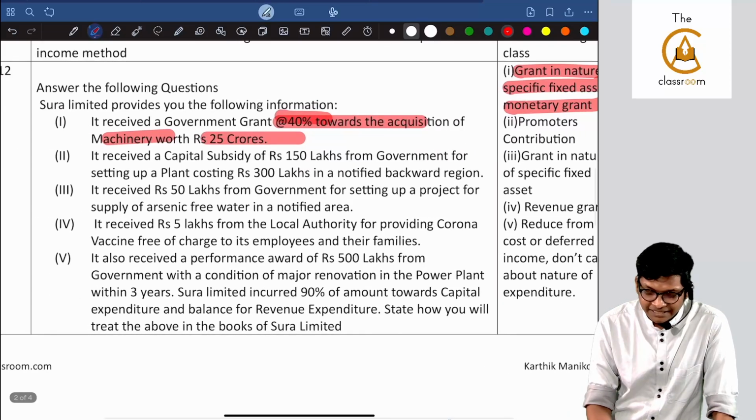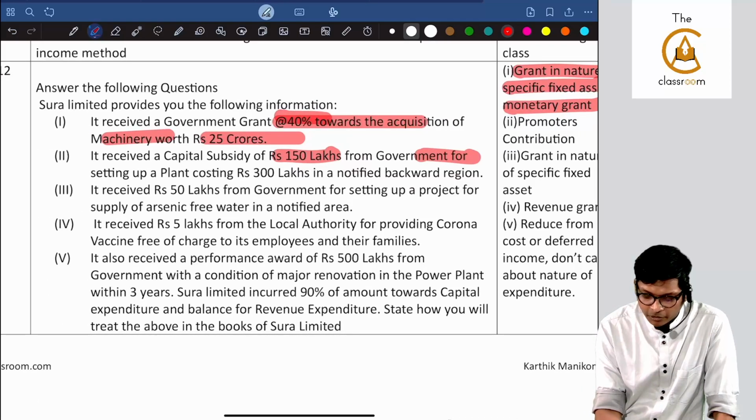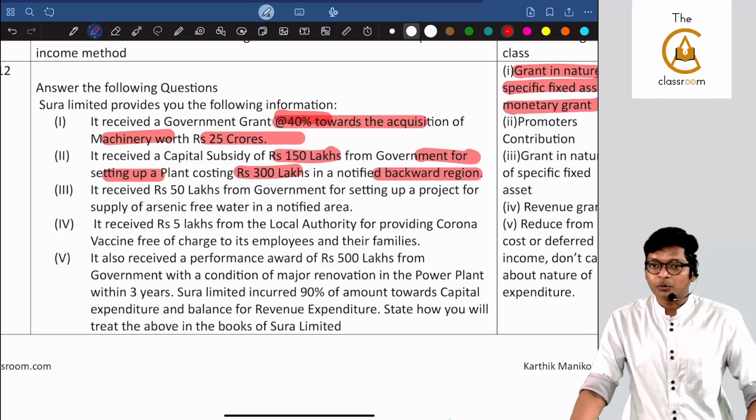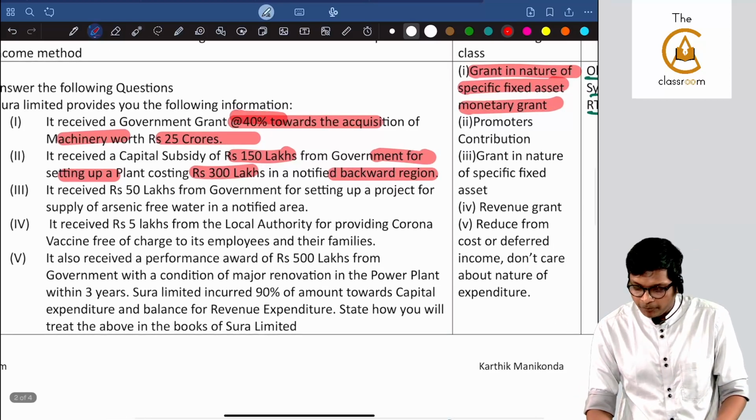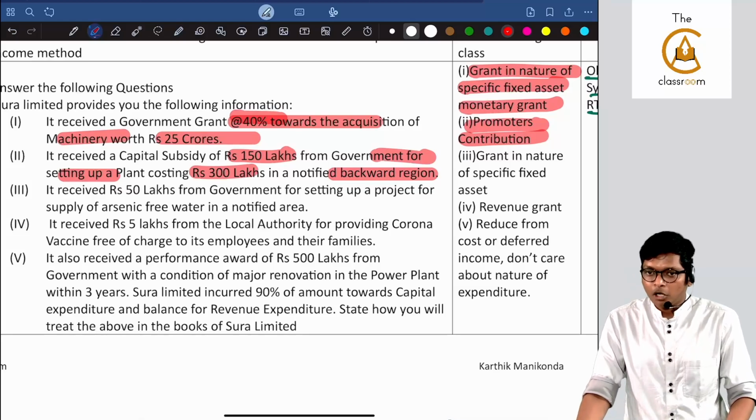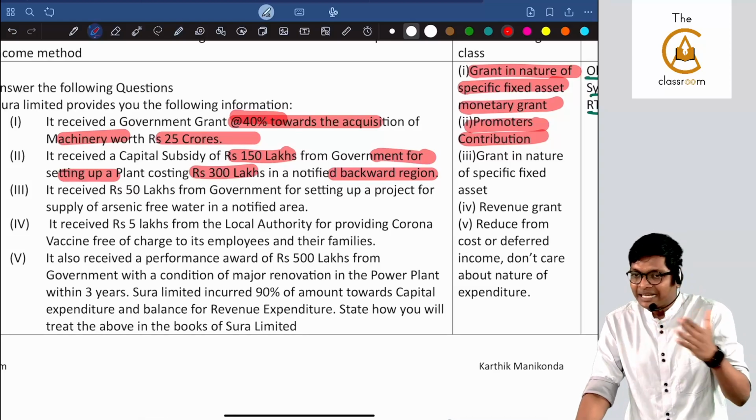Next, it received capital subsidy of 150 lakhs from government for setting up plant costing 300 lakh in notified backward area. Then what is it? Grant in the nature of promoter's contribution. For all these entries, debit bank, credit capital reserve or credit asset.